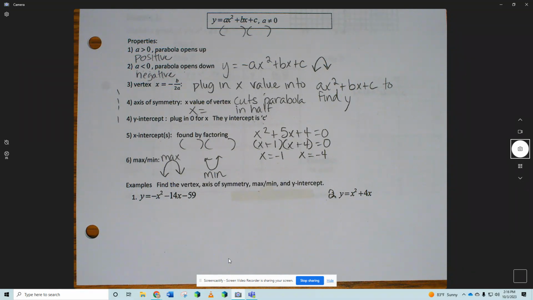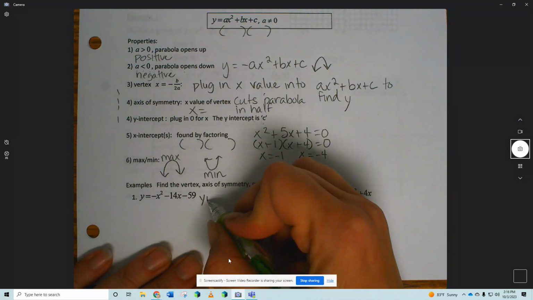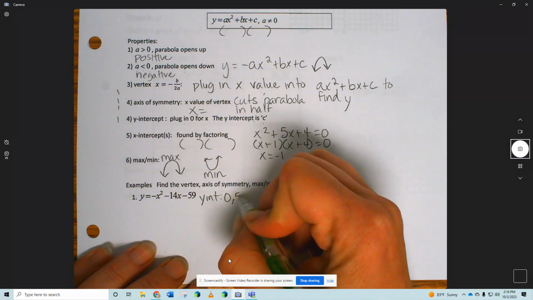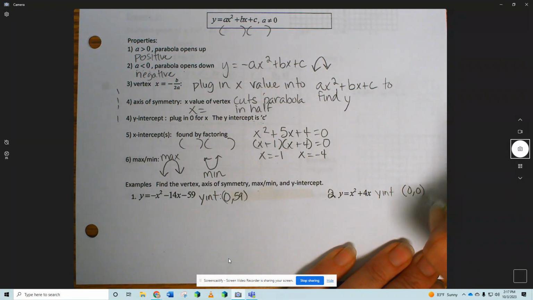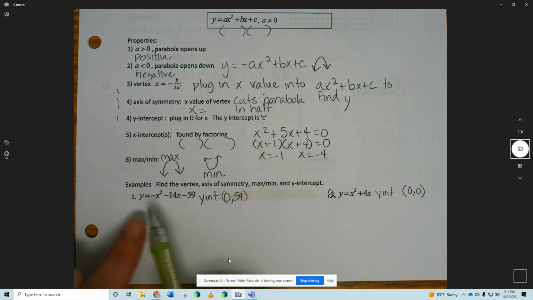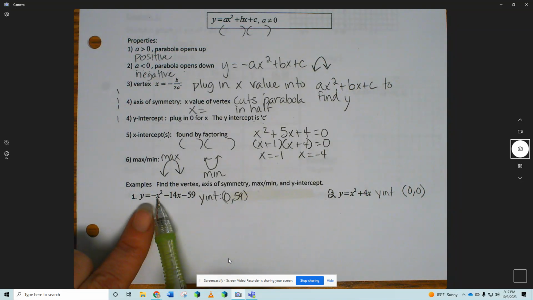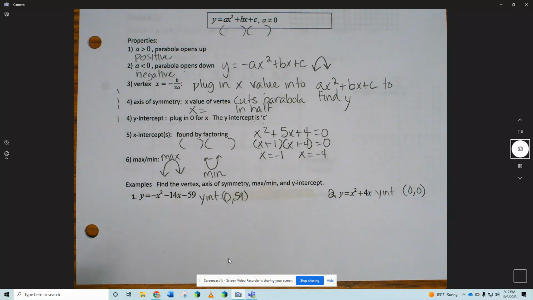What's this y-intercept? What's my c? Right here. I'm circling it. What's that number right there? It's 0. There is no y-intercept. So let's just do that now because I just told you the answer. The y-intercept is 0, 59. And the y-intercept here is 0, 0. That's my c. Hey, on number 1, is that going to open upward or downward? Downward. Does that mean it has a maximum or minimum?